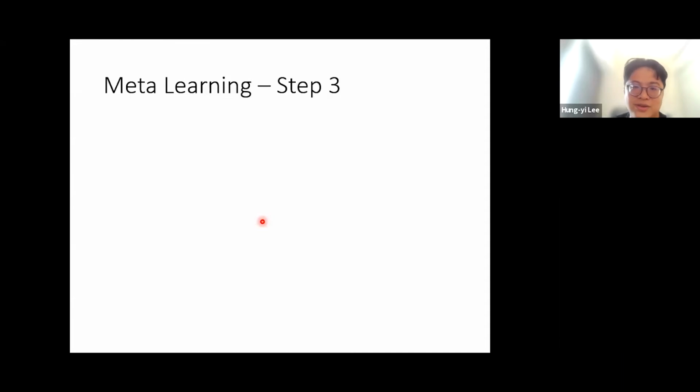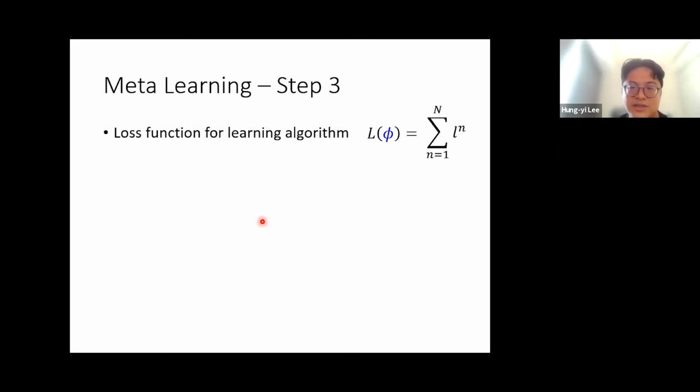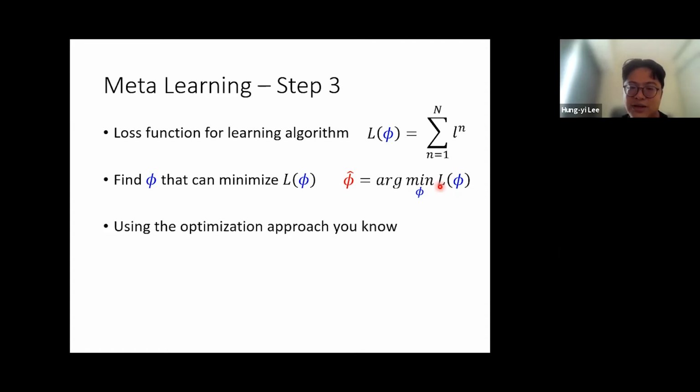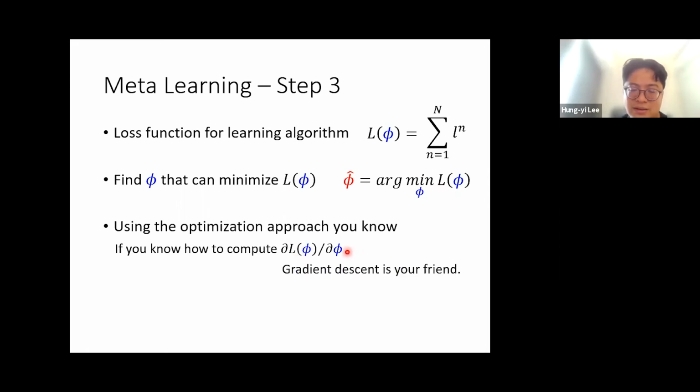Okay, so we already talked about the first step and the second step. Now let's move to step 3. In step 3, you want to find a learning algorithm which minimizes the loss function, which minimizes capital L. The idea is very naive: just find the F theta which can minimize this loss function. You can write down your formulation, your optimization problem, in this way. You have capital L of F theta. You want to find F theta hat, which can minimize capital L of F theta. But in practice, it is not that easy to deal with this optimization problem. If you know how to compute the gradient of capital L with respect to F theta, then it is fine.